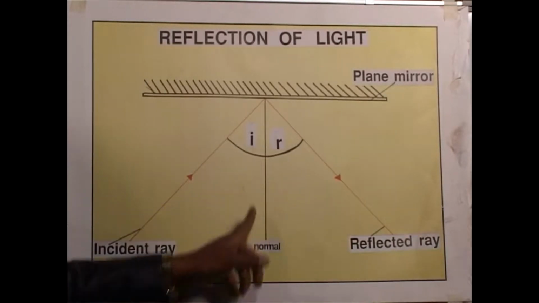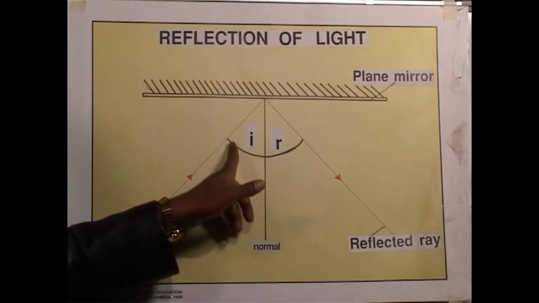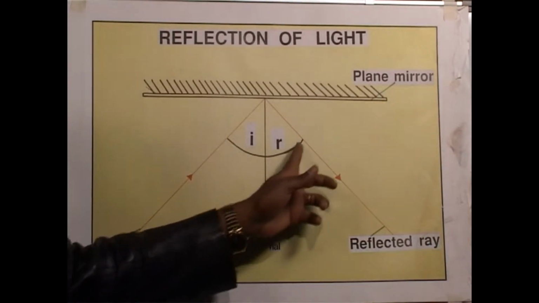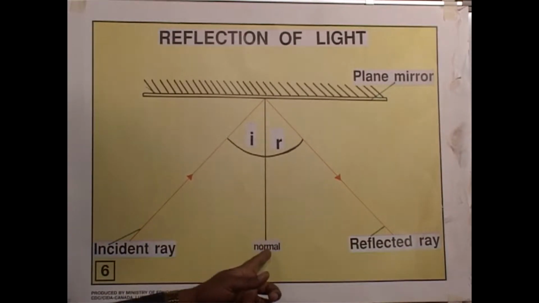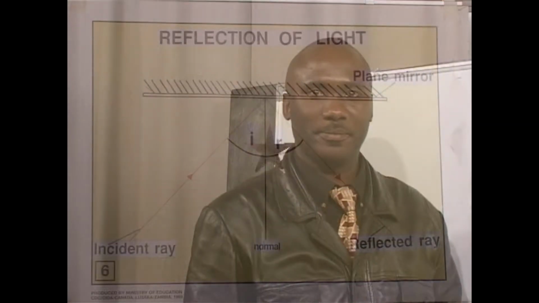The angle between the normal and the incident ray is known as the angle of incidence. Then we have another angle R, which is between the normal and the reflected ray. This angle is known as the angle of reflection.